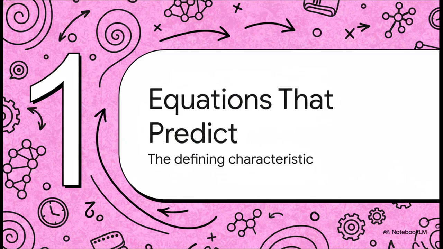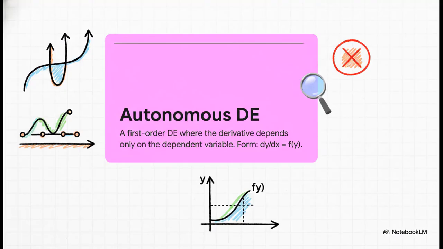So, what's the secret sauce behind this predictive magic? Well, it all boils down to one simple, elegant idea. The system's evolution depends only on its current state, not on the specific moment in time it happens to be. Okay, so here's the formal definition. An autonomous differential equation is one where the rate of change, that's our dy/dx, is a function only of the system's current value y.